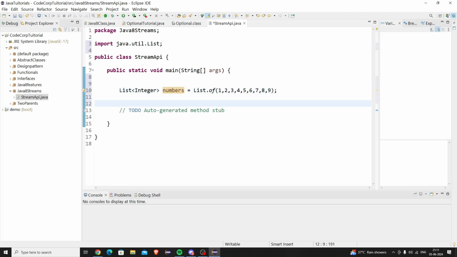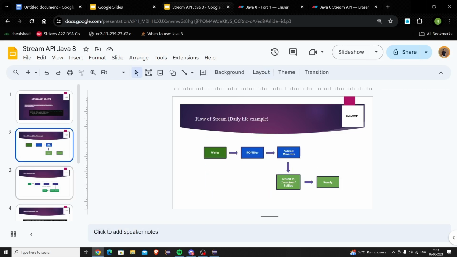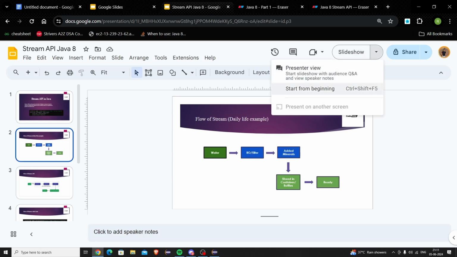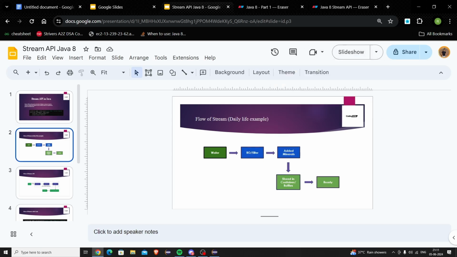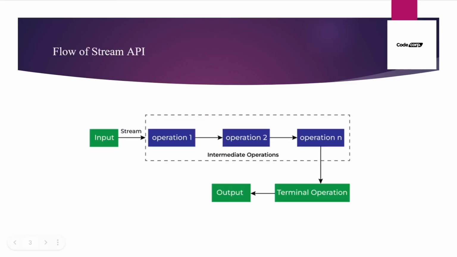Now we are going to convert this to a stream. So numbers.stream. Okay, so now it's a stream. If you go to our operation here, you can see we got the source, the input stream source. Now what is the step? We need to perform some operations or anything that we want.